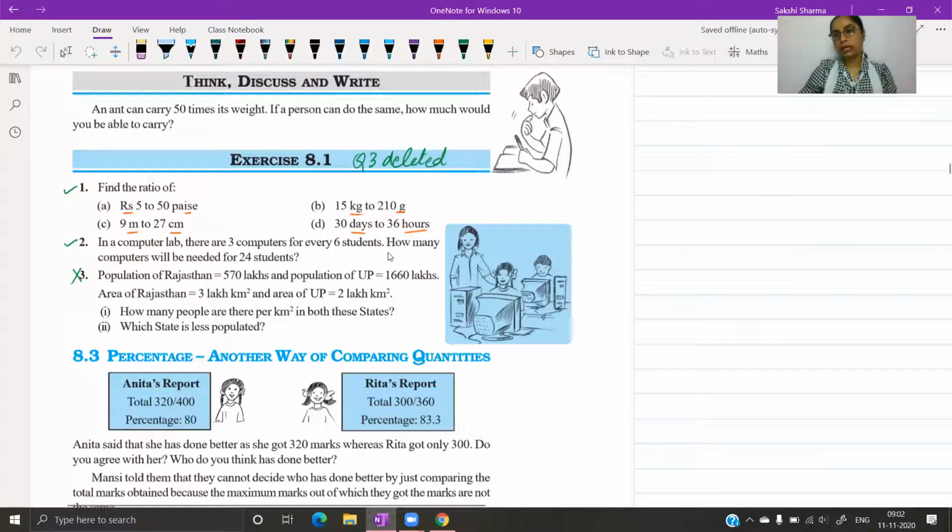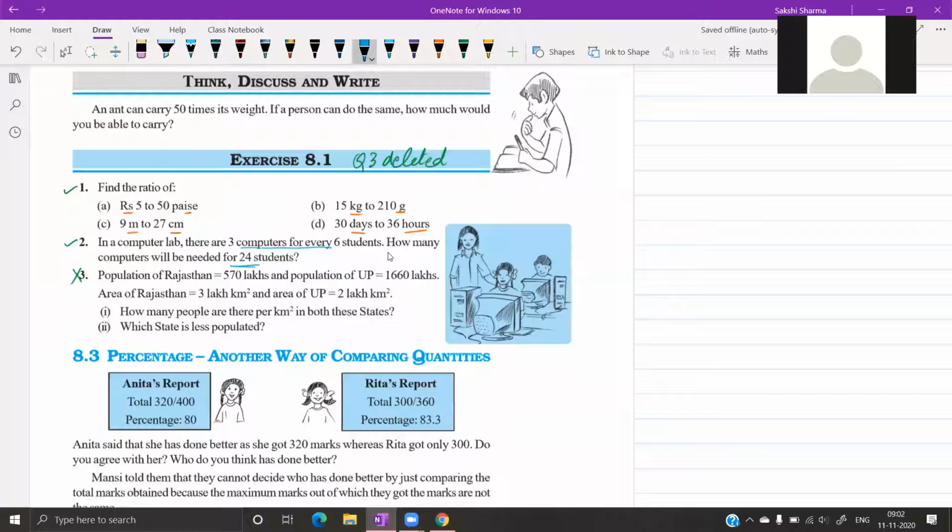So this is the question that you have, I think. In a computer lab, there are 3 computers for 6 students. How many computers will be needed for 24 students? For 6 students the number of computers is given. For 24 students you have to find the answer.